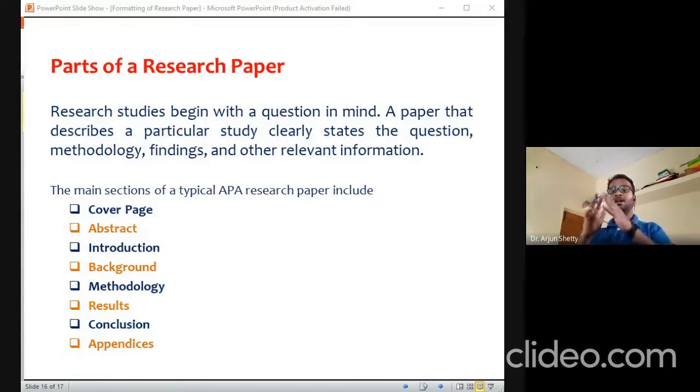So the abstract is nothing but a complete, short, concise piece of information that contains your research question and the significance of your study, the materials and methodology employed for the research, and the findings or the research output or the results of your article.